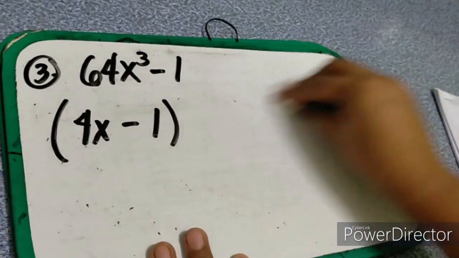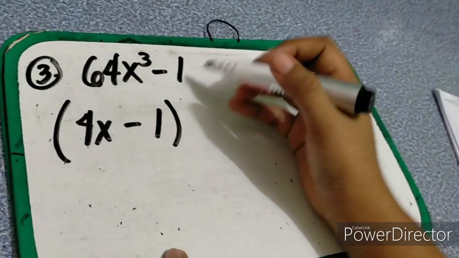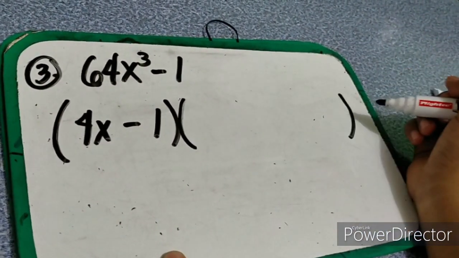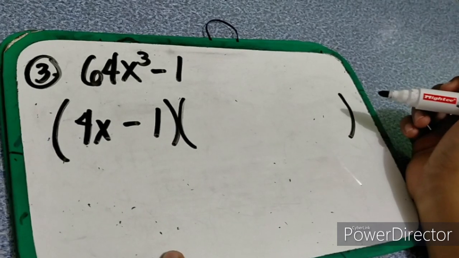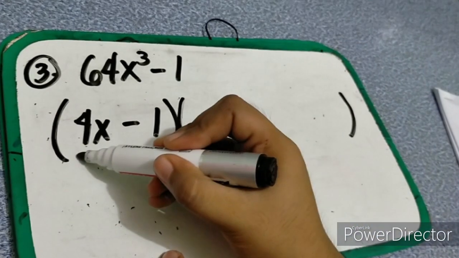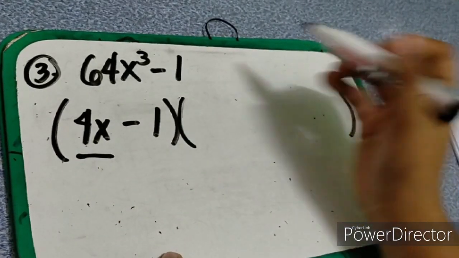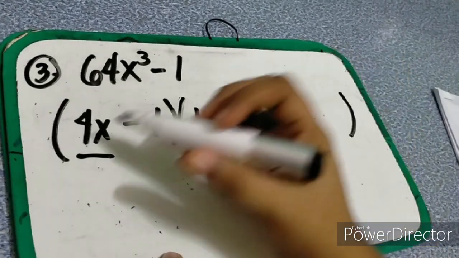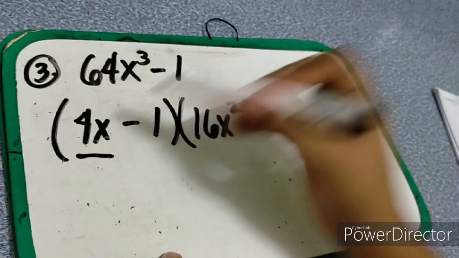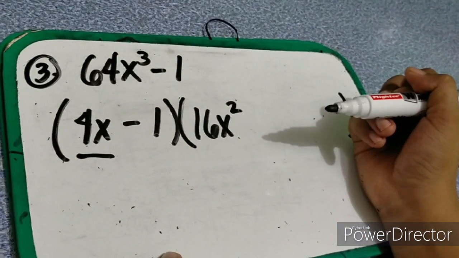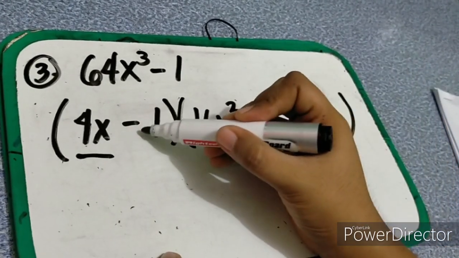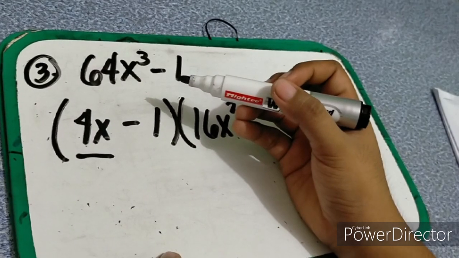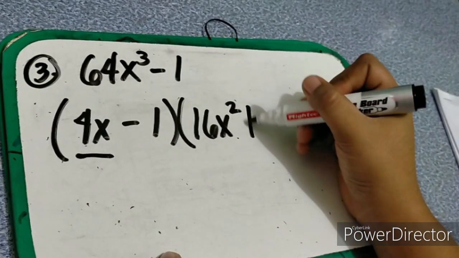Okay? Next, for the trinomial. First, square the first term of the binomial factor. What is the square of 4x? Correct. It is 16x squared. 4 times 4, 16. X times x, x squared. Then opposite the sign of the given cube. So it will be positive.